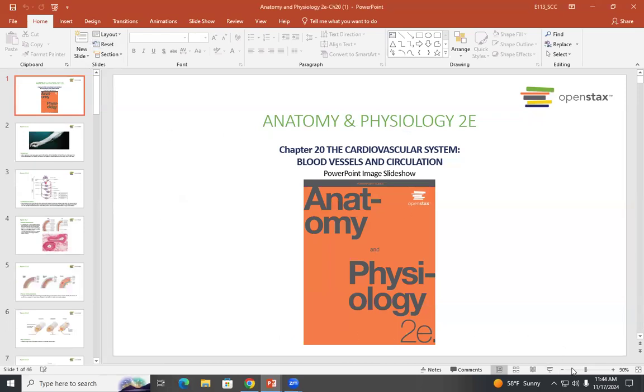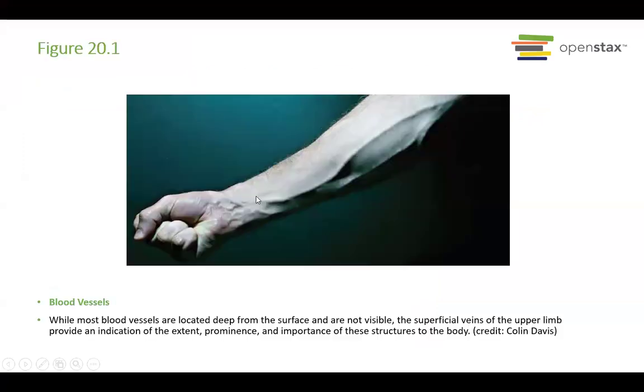Okay, so when we talk about the blood vessels, now we need to understand the dynamics of how blood flows inside our body. We need conduits. We need these tubes, these passageways in which blood is going to pass. While most blood vessels are located deep from the surface and are not visible, the superficial veins of the upper limb provide an indication. That's how they began to study the anatomy, because they see these tubes and they wonder, what is that? What is flowing inside them?